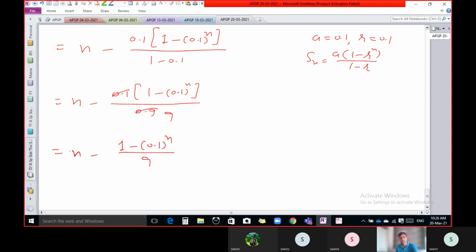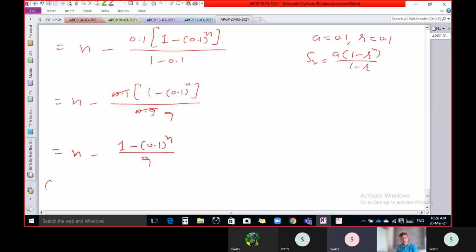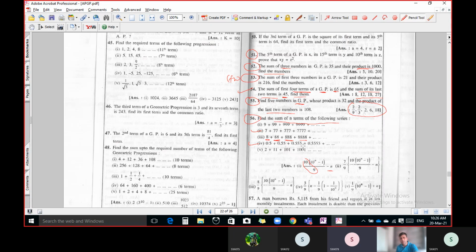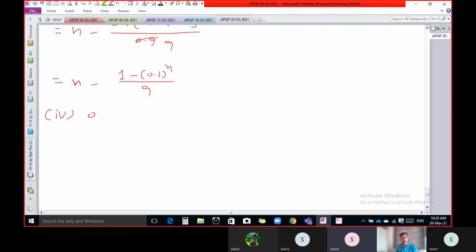0.9, 0.99, 0.999 and so on. So that is what we have to use for this question. Question number 4. See the question. 0.5, 0.55, 0.555 and so on. Can you tell me the first step? Take 5 common.